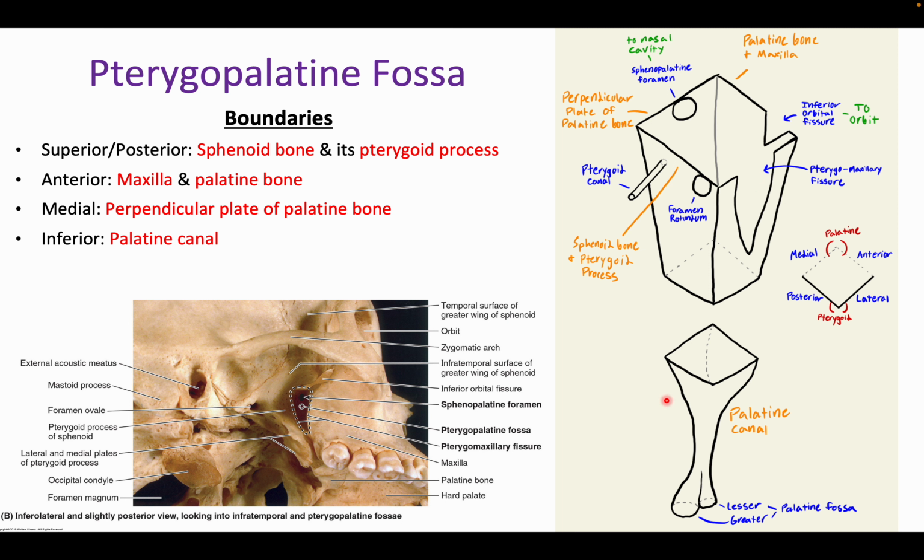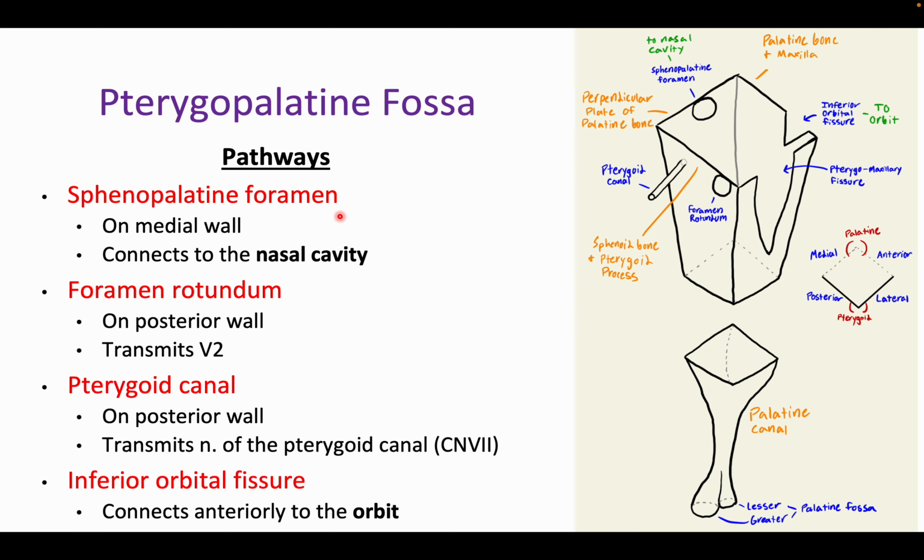And so the palatine bone, if you stick your tongue up in the roof of your mouth, the hard part of your palate, that's the palatine bone. And so now let's look at what's actually in here. We have a lot of different pathways, foramen, fissures, and stuff that things are going to pass through. First we'll look at the pathways, and then we'll look at what runs through them.